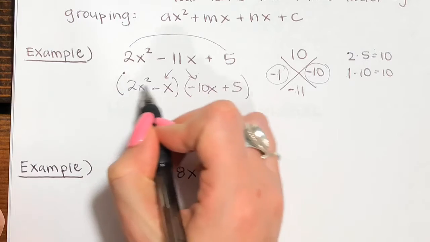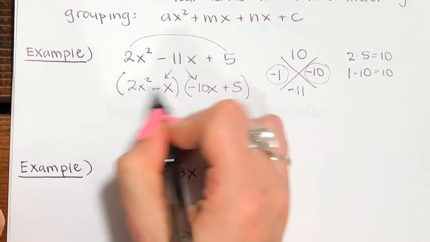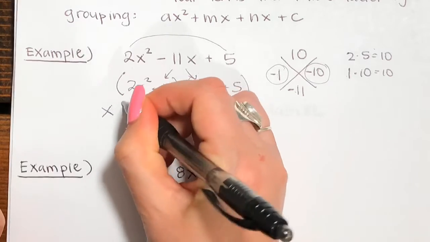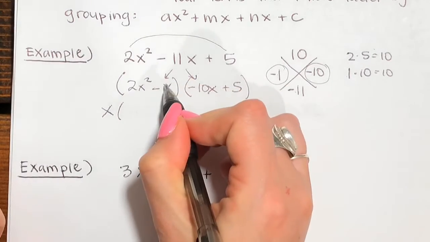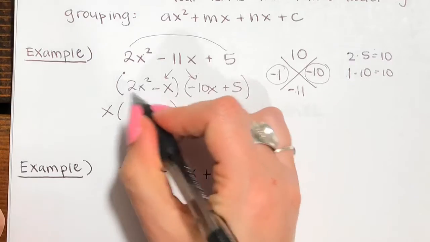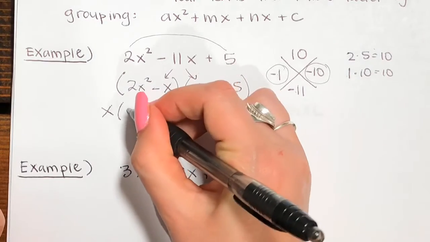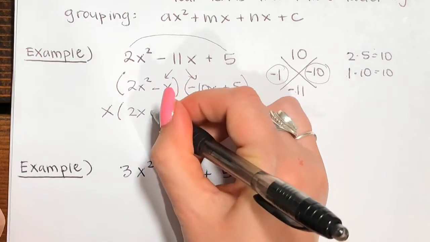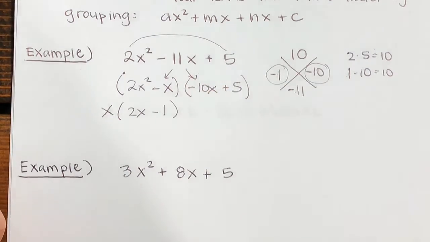So if I look at 2x squared and x, there's no number that they share, but I could take 1x out from each of them. That goes in the front, and then whatever's left over goes on the inside. So if I take an x away from 2x squared, there's 2x left. And if I take an x away from x, it's like there's a 1 there.